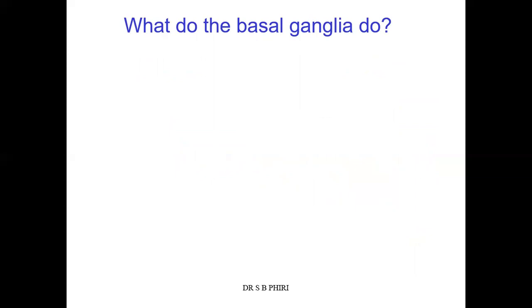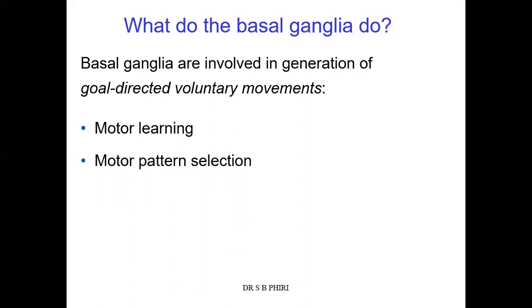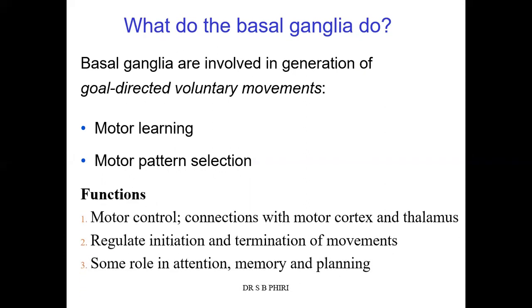So basically, what do the basal ganglia do? What is the major function of the basal ganglia? So these basal ganglia are involved in generation of goal-directed voluntary movements. For instance, you want to do a particular movement that requires certain precision. The basal ganglia will come here and modulate or coordinate that particular movement. So it's involved in motor learning, motor pattern selection. So the selection of the movement.